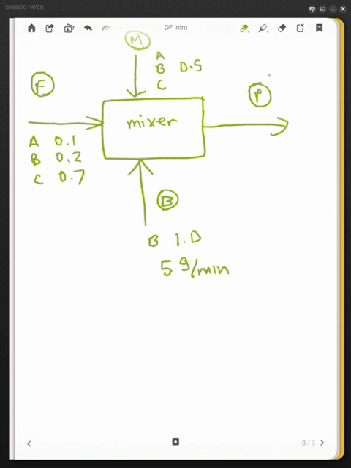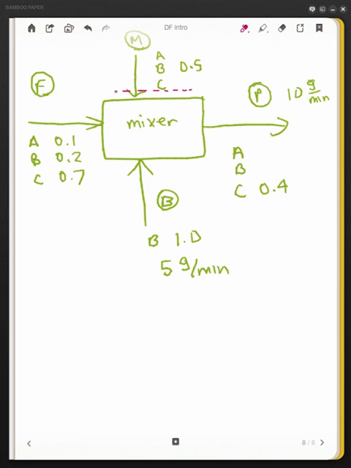So looking at this, obviously, assuming there's no reactions, this is what we're assuming, and we're assuming it's a steady state, you're going to have A, B, and C coming out. And let's say we happen to know that the flow rate of this stream is 10 grams per minute. And we happen to know that the mass fraction of C in this stream is 0.4. Okay, so what's the degree of freedom for a system like this?